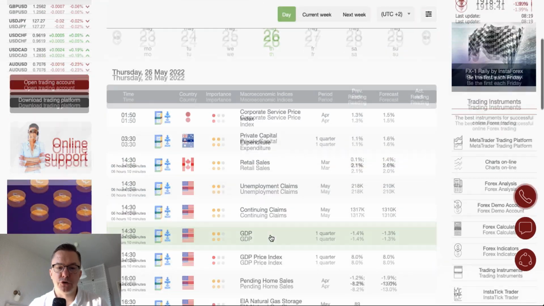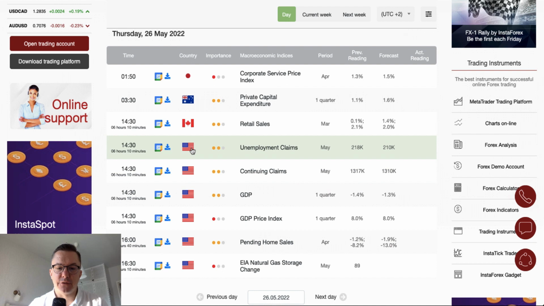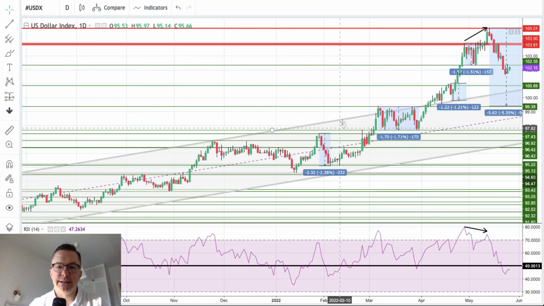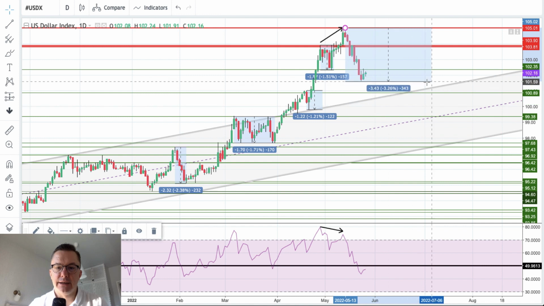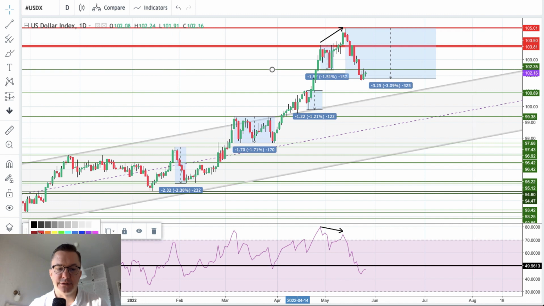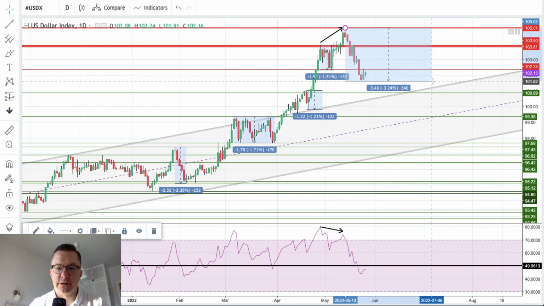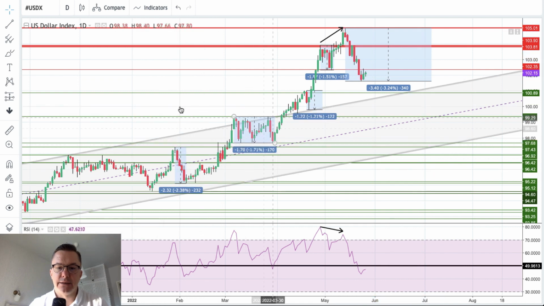However, what we should do when we have the data from the US, we should start with the US dollar index. The daily time frame chart of the US dollar index is showing us a decline below the level of 102.35. Now this level will become technical resistance, so we got this here. And of course the decline is already minus 3.25%, so it's the biggest decline during the up move.